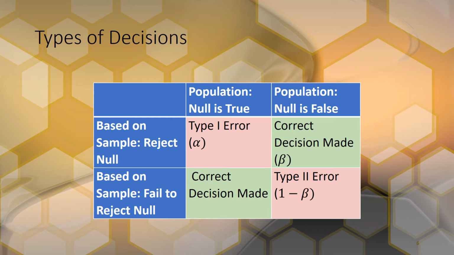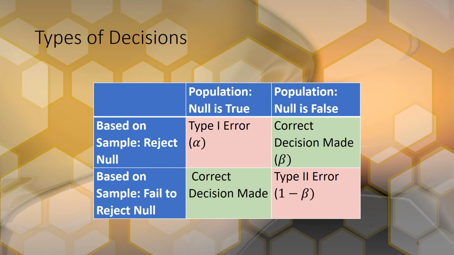Okay, so now I'm going to tell you what the alpha level means, and also what power is, and what a type 2 error is. So there are 4 things that could happen when you write your conclusion statement based on the p-value and how you compare it to the alpha level.